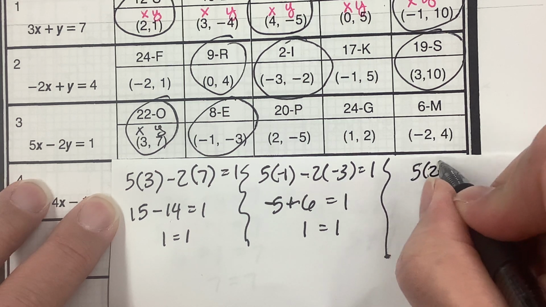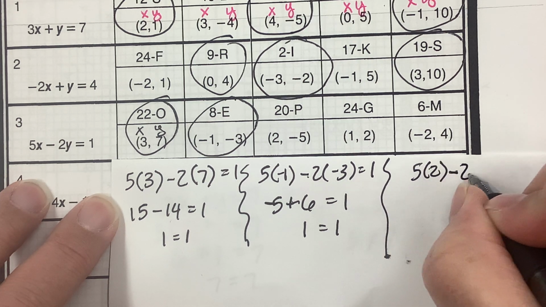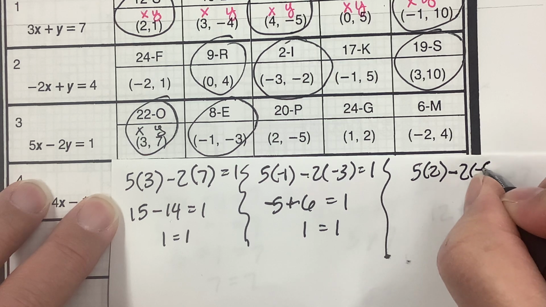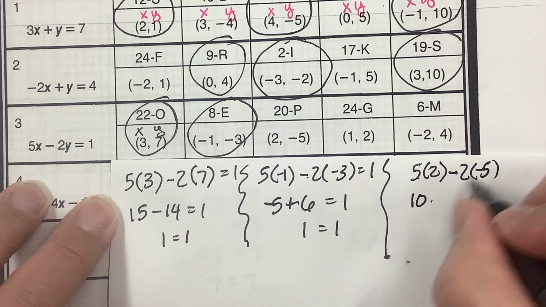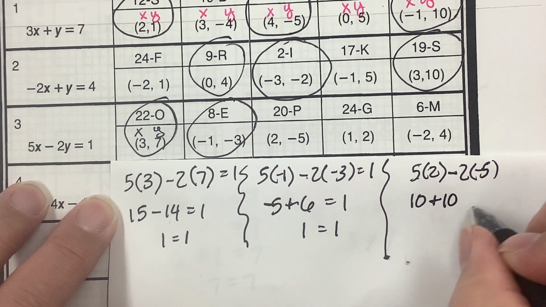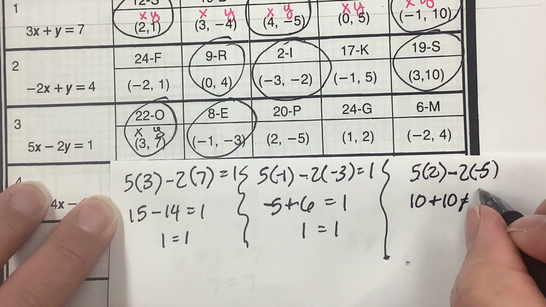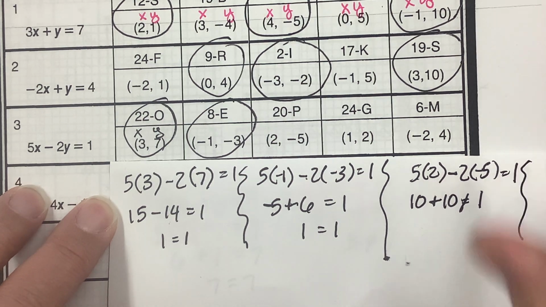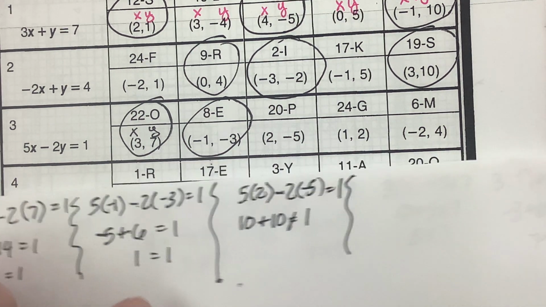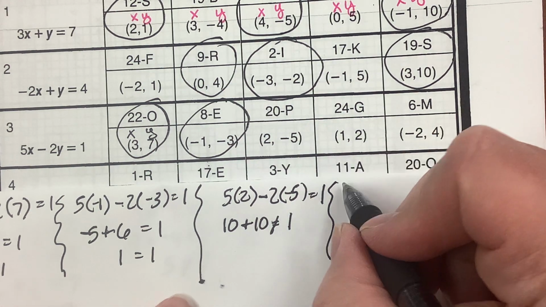How about this next one? 5 times 2 minus 2 times -5. This is not going to work. 5 times 2 is 10. Negative times negative is +10. 10 plus 10 is not equal to 1. None of this is equal to 1. I'm going to stop there. That's no good.